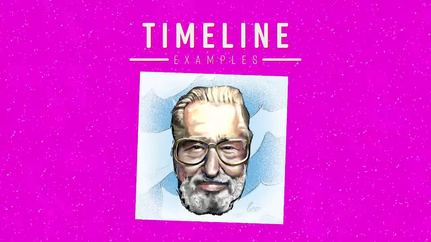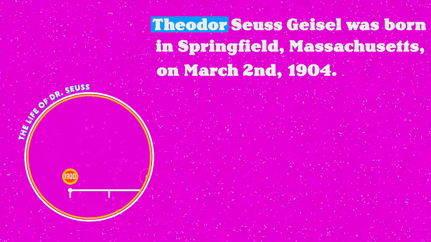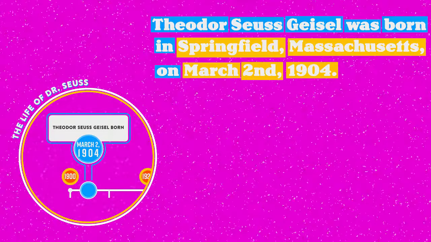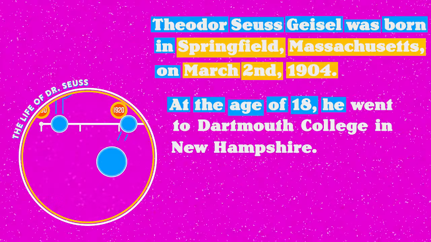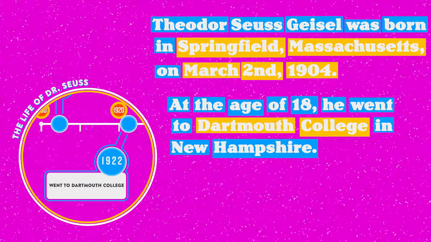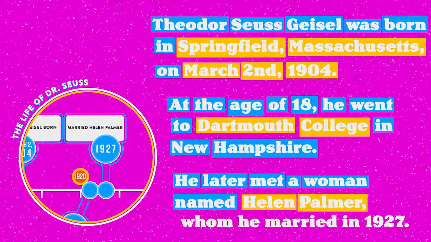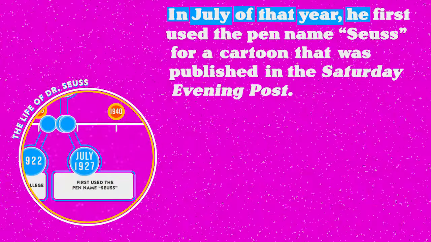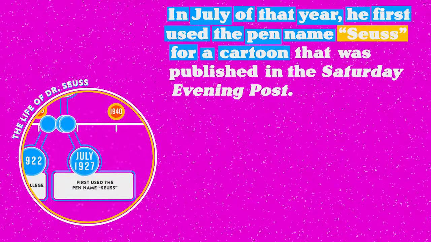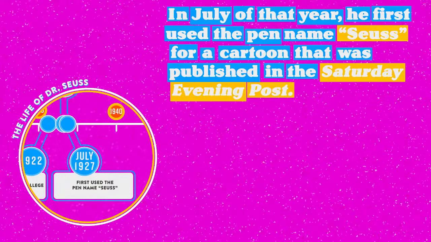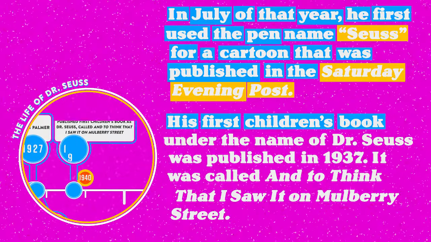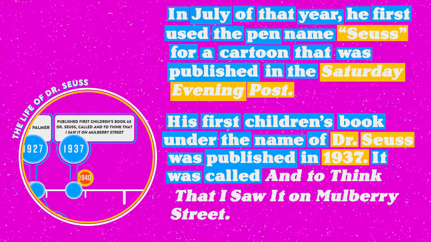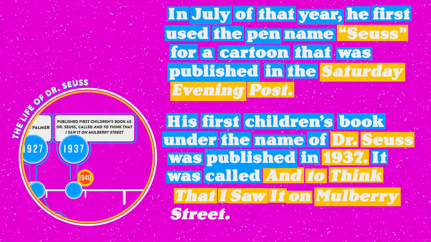Look at a short biography of Dr. Seuss. Theodor Seuss Geisel was born in Springfield, Massachusetts on March 2, 1904. At the age of 18, he went to Dartmouth College in New Hampshire. He later met a woman named Helen Palmer, whom he married in 1927. In July of that year, he first used the pen name Seuss for a cartoon that was published in the Saturday Evening Post. His first children's book under the name of Dr. Seuss was published in 1937. It was called And to Think That I Saw It on Mulberry Street.